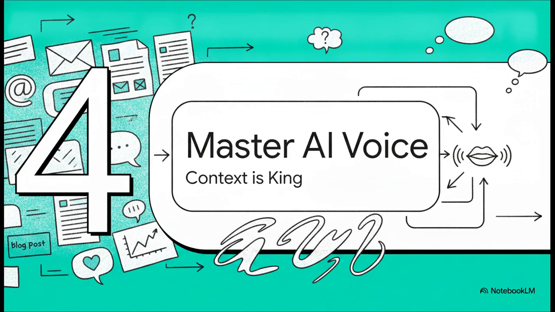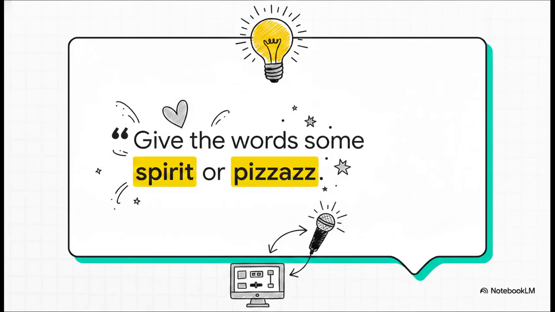Finally, Section 4. Mastering your AI voice. Ultimately, mastering this really comes down to one core lesson. Context is king. The more past text examples you input, the better the AI can clone your exact style for your emails, your reports, or your blogs. As Sander Schulhoff's concepts remind us, you control the AI, not the other way around. Specify a style, provide examples, and give the words some spirit or pizzazz. If the AI gives you a generic response, remember, that is just the starting line.